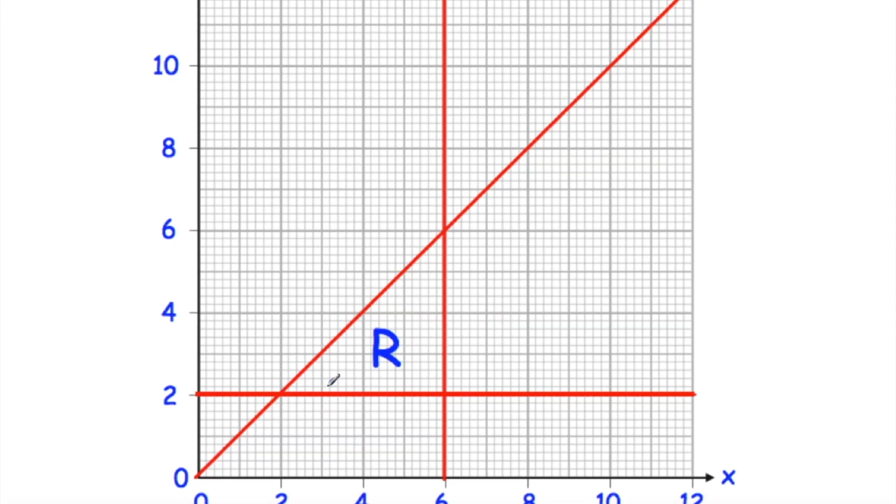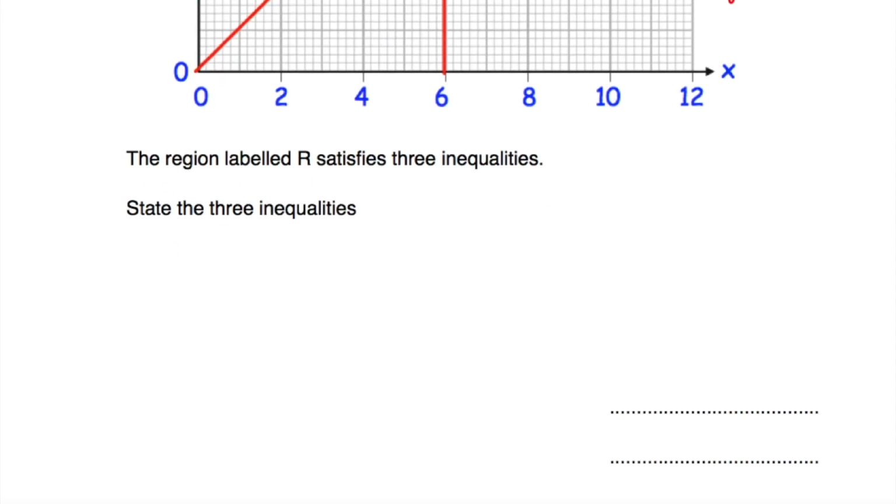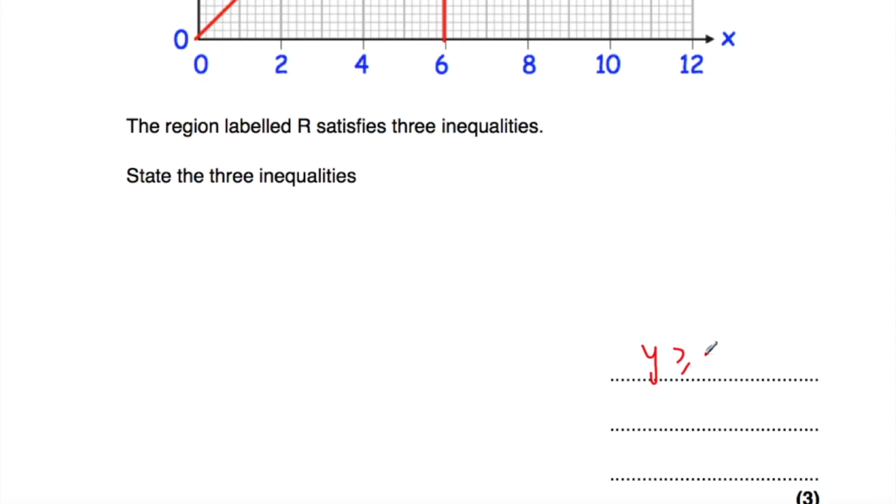This horizontal line here has the equation y equals 2. It's a horizontal line that passes through the y-axis at 2. All the points on that line have a height of 2. The region is above that horizontal line, so all the points that satisfy the inequality will have y-coordinates bigger than or equal to 2, because it's on or above that line. It's obviously not below the line. So our first inequality is that y is bigger than or equal to 2.